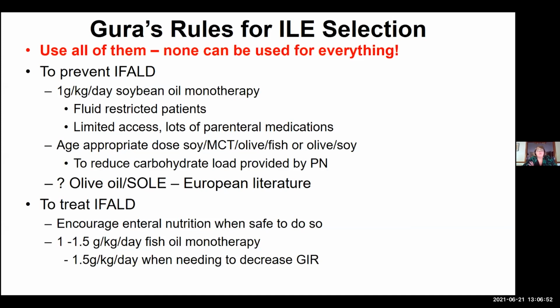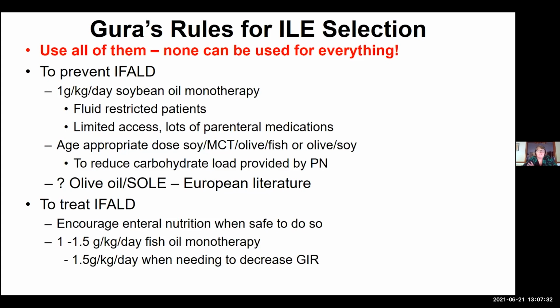For IFALD prevention, we go with the 1 gram per kilo per day soybean monotherapy in our patients who are fluid restricted, for patients who have limited vascular access, lots of parenteral medications. Why? Because we have a lot of good compatibility information, and we know we won't cause essential fatty acid deficiency. We may also consider using age-appropriate dosing of the soy, MCT, olive, and fish oil, or you might even, for an older patient, I have no personal experience, the olive soy, because that would allow you to reduce your carbohydrate load provided by the PN. Again, you'd have to rely on the European literature, especially for the olive soybean oil pediatric dosing, because there's nothing out there in the US literature.